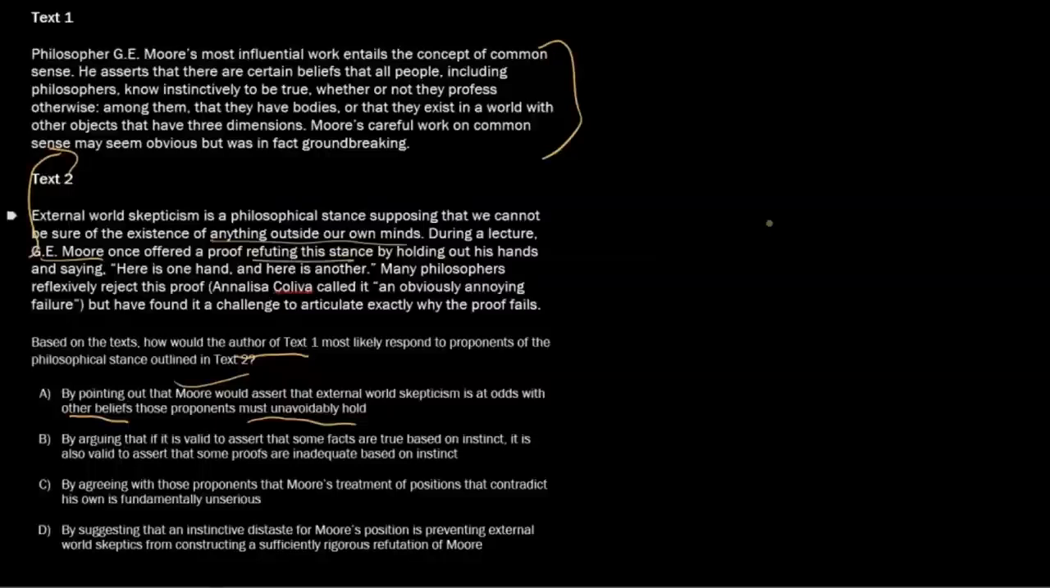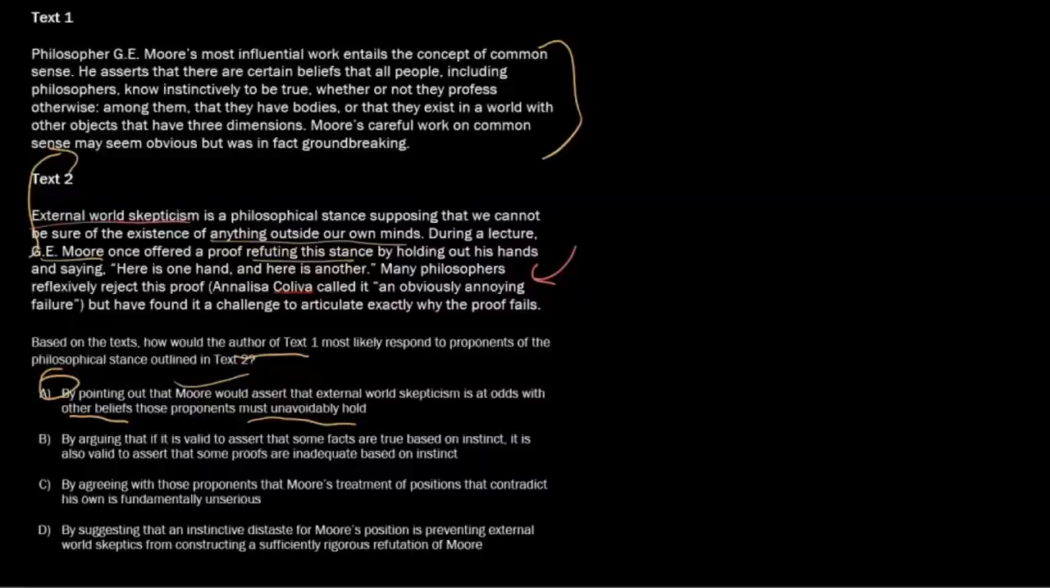Okay, and I would say that this immediately is our answer. All right, why is this? Because Moore is asserting, right, that to think about this, to even think about external world skepticism, you can't be sure of anything. So to be sure of something, or to be sure of anything, you need to have your basis. You need to be sure of something to be sure of anything, right? So I would say this is A.